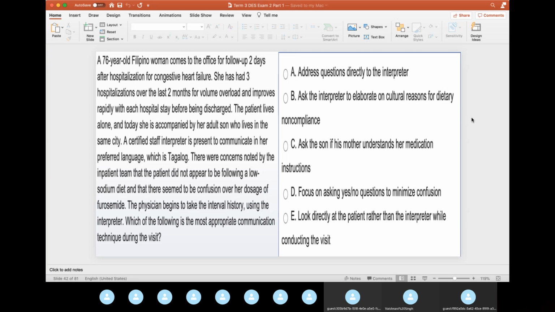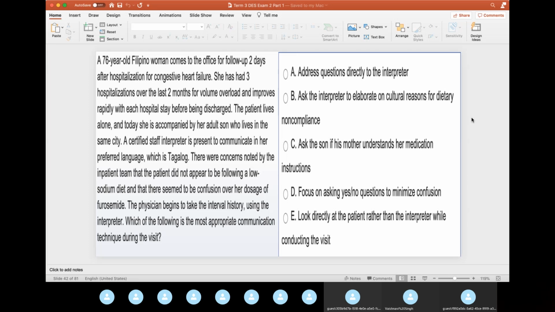So you have my people in the room, right? A 76-year-old Filipino woman. She had 3 hospitalizations over the last 2 months. And then a certified staff interpreter is present, of course, to communicate in her language, Tagalog. And then the physician begins to take interval history using the interpreter. Which of the following is the most appropriate communication technique during the visit?